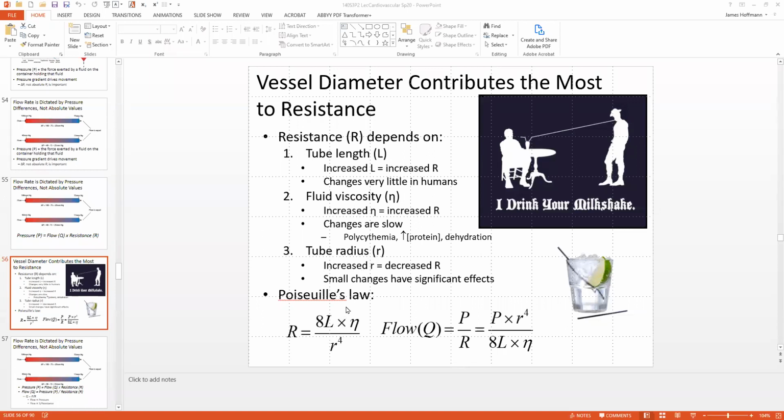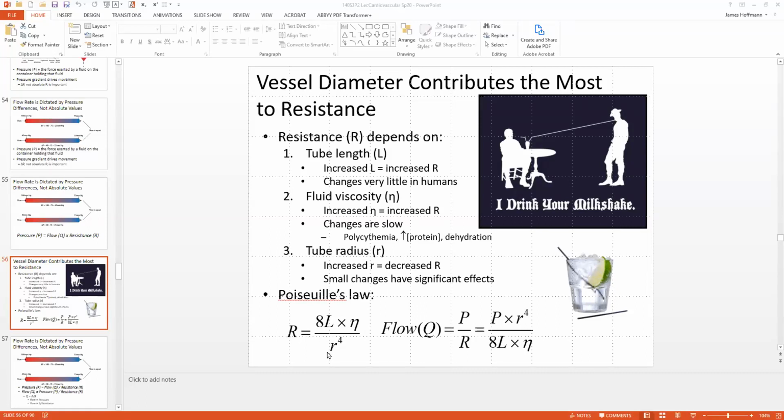Viscosity, we can't ignore it, but we can't control it. You can't all of a sudden decide, oh, I need to increase the viscosity of my blood because the pressure's not high enough, so I have to pee out a liter of fluid or something. Yeah, it's affected by it, but we can't control it. So the only thing we can really control, especially in the short term, is the radius. And so that's important physiologically.